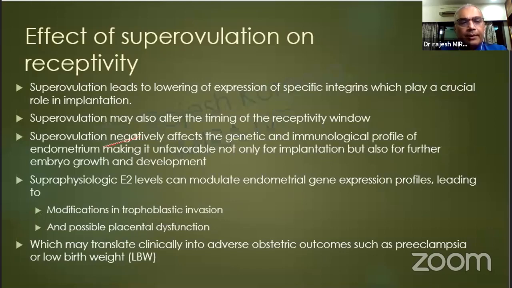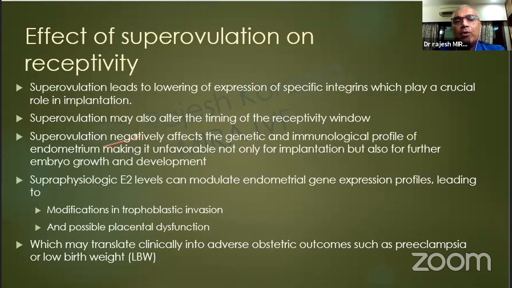Superovulation with high gonadotropin and supraphysiological E2 levels are the ignition keys for impaired endometrial receptivity. And this high gonadotropin and supraphysiological E2 level play an important role in successful implantation of the embryo and in complications like OHSS. So what is the effect of superovulation on receptivity? Superovulation leads to a lowering of expression of specific integrins, which play a very crucial role in implantation. Superovulation may also alter the timing of the receptivity window. Superovulation negatively affects the genetic and immunological profile of the endometrium, making it unfavorable not only for implantation, but also for further embryo growth and development.